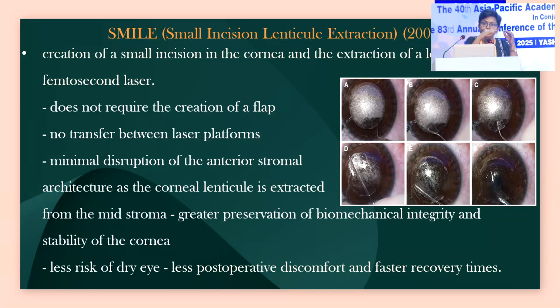And as this lenticule is created in the mid-stroma, so anterior portion of cornea is maintained here. Anterior portion of cornea where the collagen is so densely packed, that gives the maximum biomechanical stability and that preserves the nerve. So the dry eye chances are less and the cornea remains more biomechanically stable.